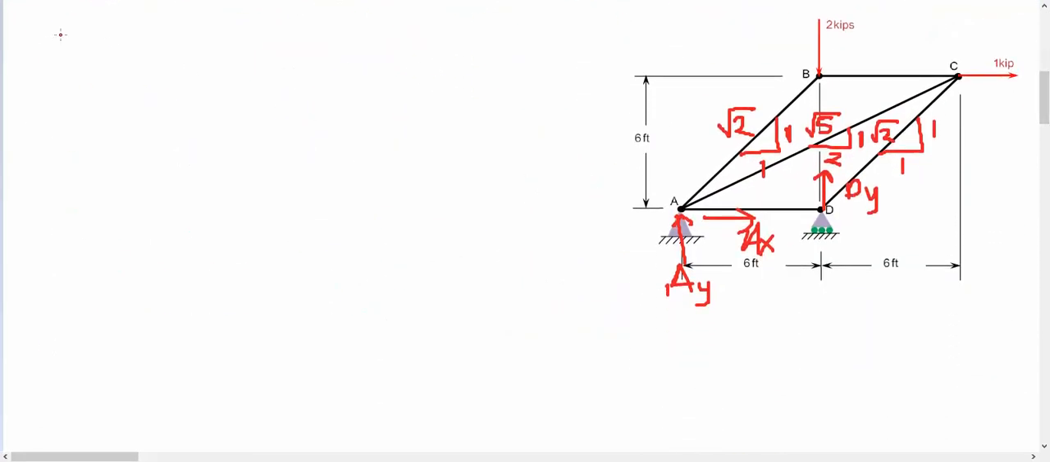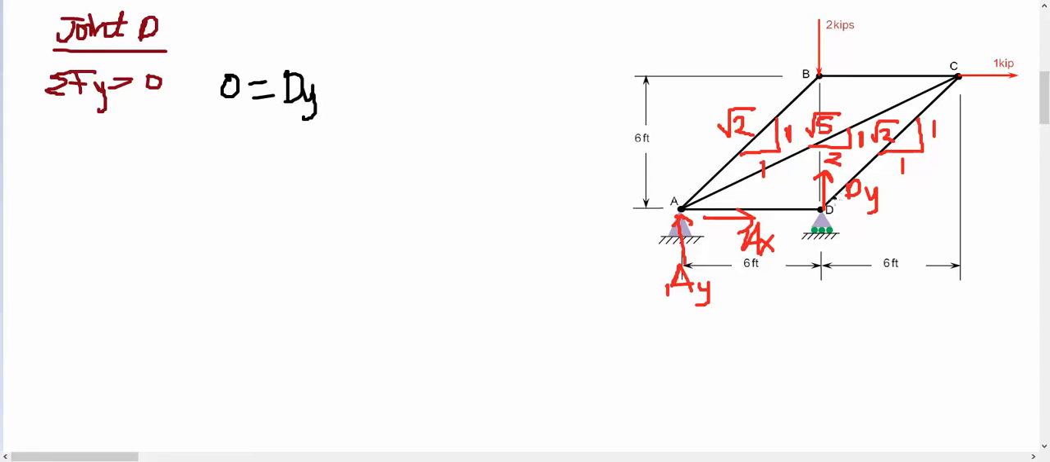So here we can have, let's say, joint D. Using joint D, the sum of forces in the y direction, only about joint D. Now we're using the method of joints. We don't care about all the other forces, just the forces acting at that point. So here we have 0 equals DY going up, and also I'm assuming all member forces to be in tension, that is away from the point. So FCD will actually be going up as well at a slope of 1 over square root of 2, and FCD.